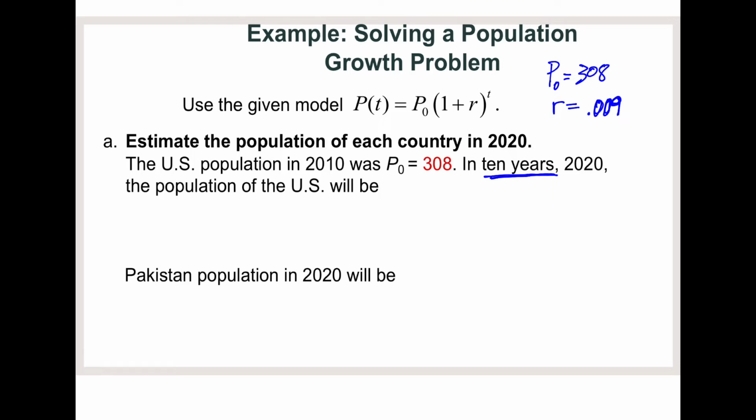And then 10 years. So our time is going to be in years since 2010, right? So this is our starting point, 308. So looking at this, the time, 2020, would be 10 years since 2010. And so we want to use the population in 2010 as our starting point, 308 million, times 1 plus our rate of growth, which is 0.009, and then raised to the t power, and in this case, that is 10.